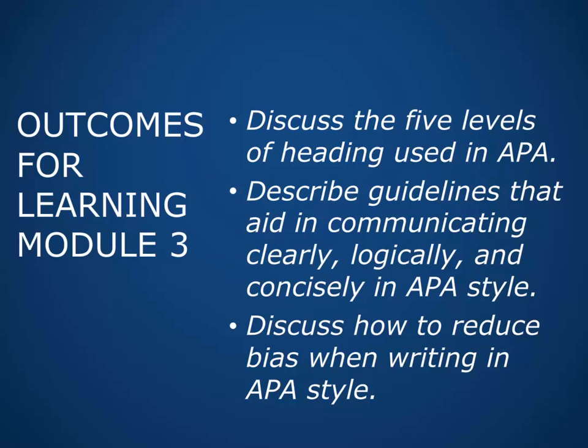Following completion of Module 3, the student should be able to discuss the 5 levels of heading used in APA, describe guidelines that aid in communicating clearly, logically, and concisely in APA style, and discuss how to reduce bias when writing in APA style.